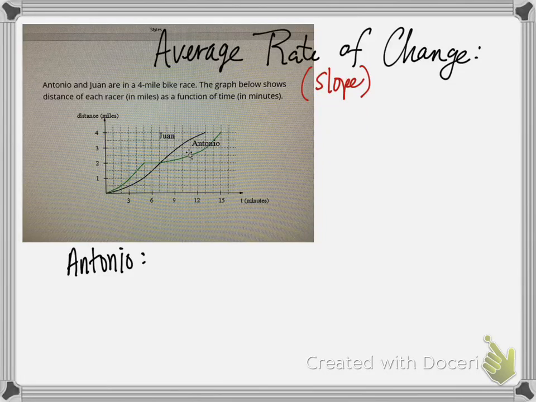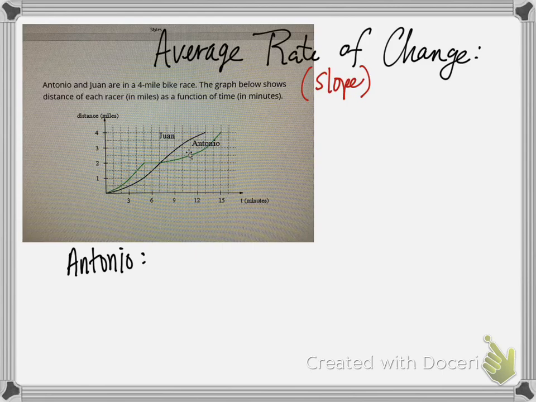In this example, we're going to be looking at finding the average rate of change, which is just the slope. But when we call it the average rate of change, it's because the picture is not a constant rate of change, meaning a straight line. For instance, if we have to find Antonio's average rate of change for this race, it's a 4-mile bike race.